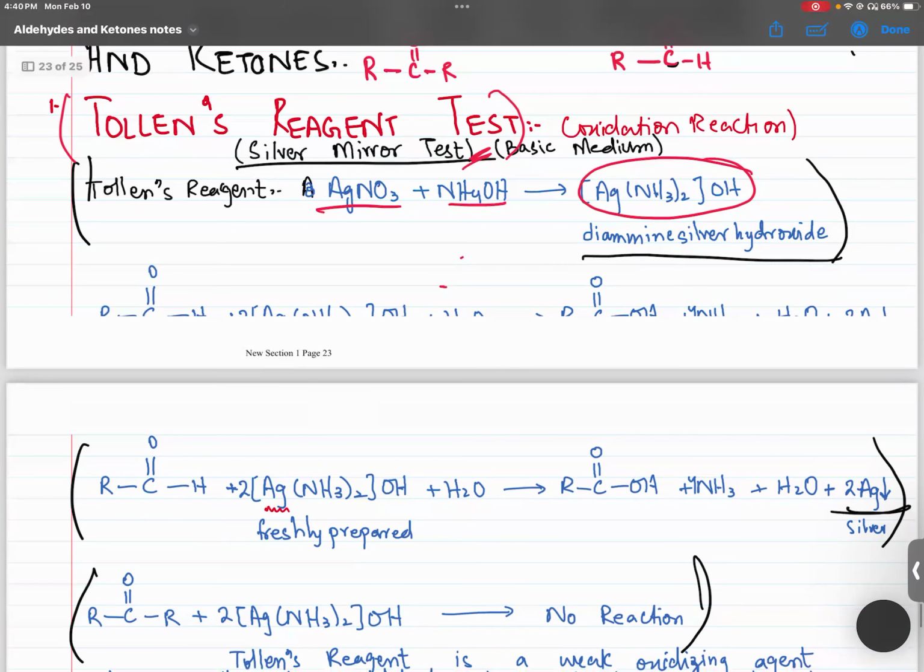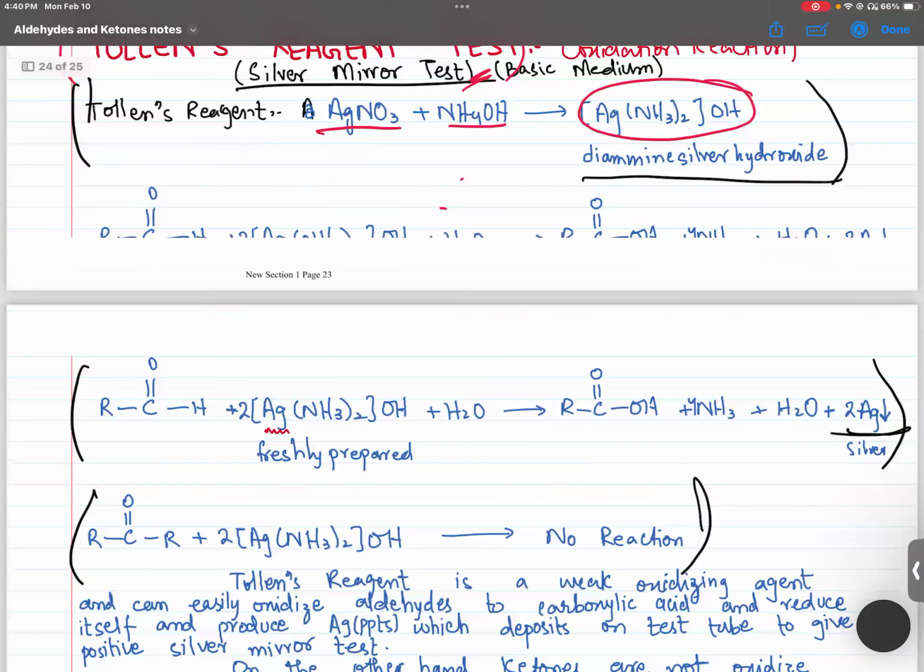The reason, see this. This is the ketone, and you are having no reaction. Ketones don't usually get oxidized by these simple reactions. But aldehydes are the ones which will be oxidized by these weak oxidizing agents. Did you get it? And this is the aldehyde. Got it? So these two reactions, note down these two.